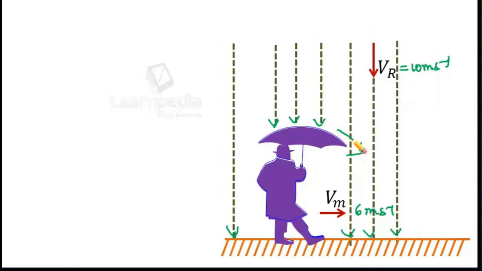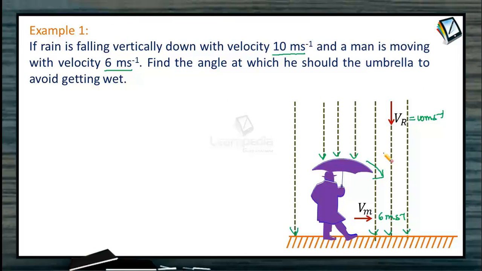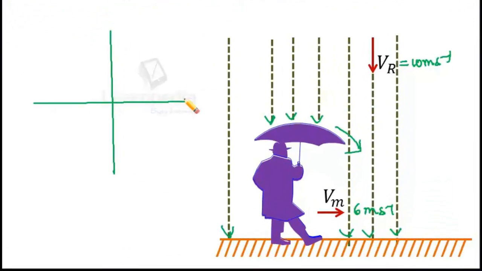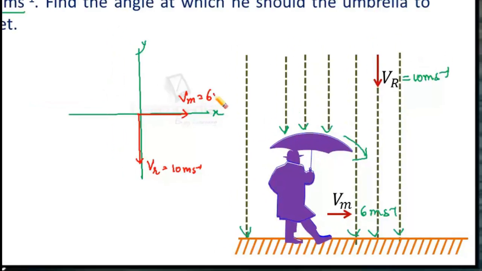Just now we have got the concept. So we will draw, first step as I told you, the x and y axis. Now the velocity vectors of rain and man we will draw by joining them at the origin of the coordinate system. So velocity of rain is downward. This is Vr, 10 meter per second. Velocity of man is towards the right. Velocity of man is 6 meter per second.